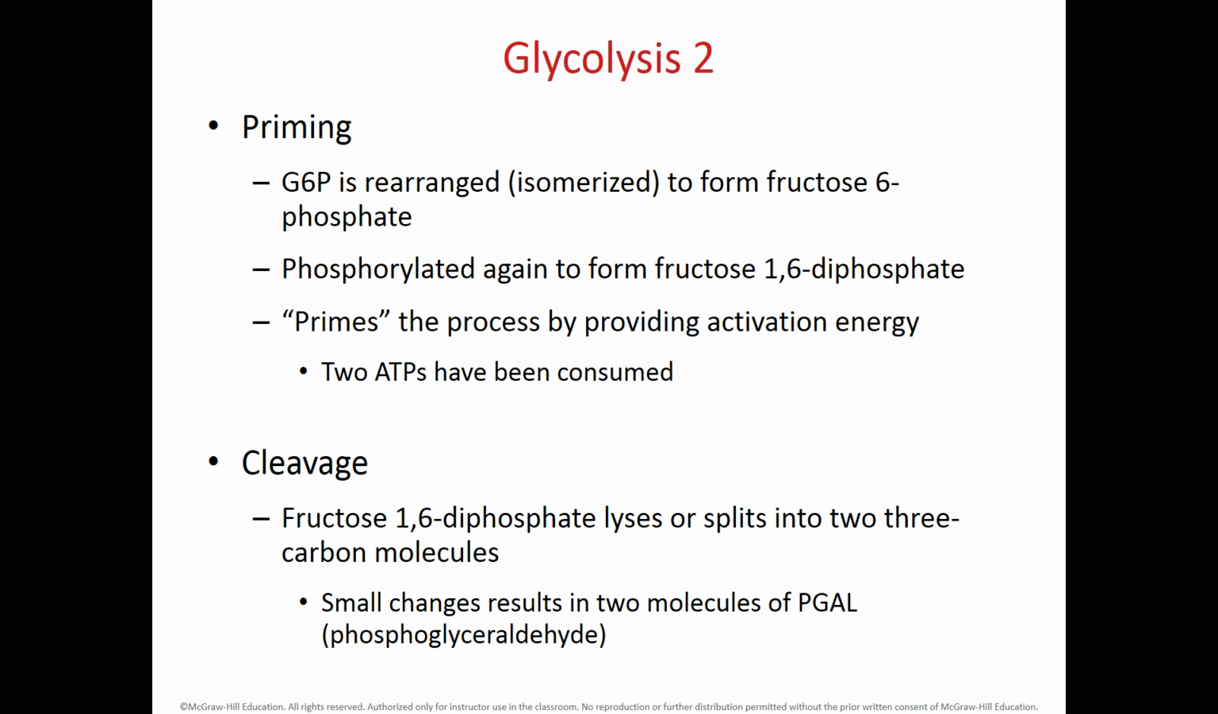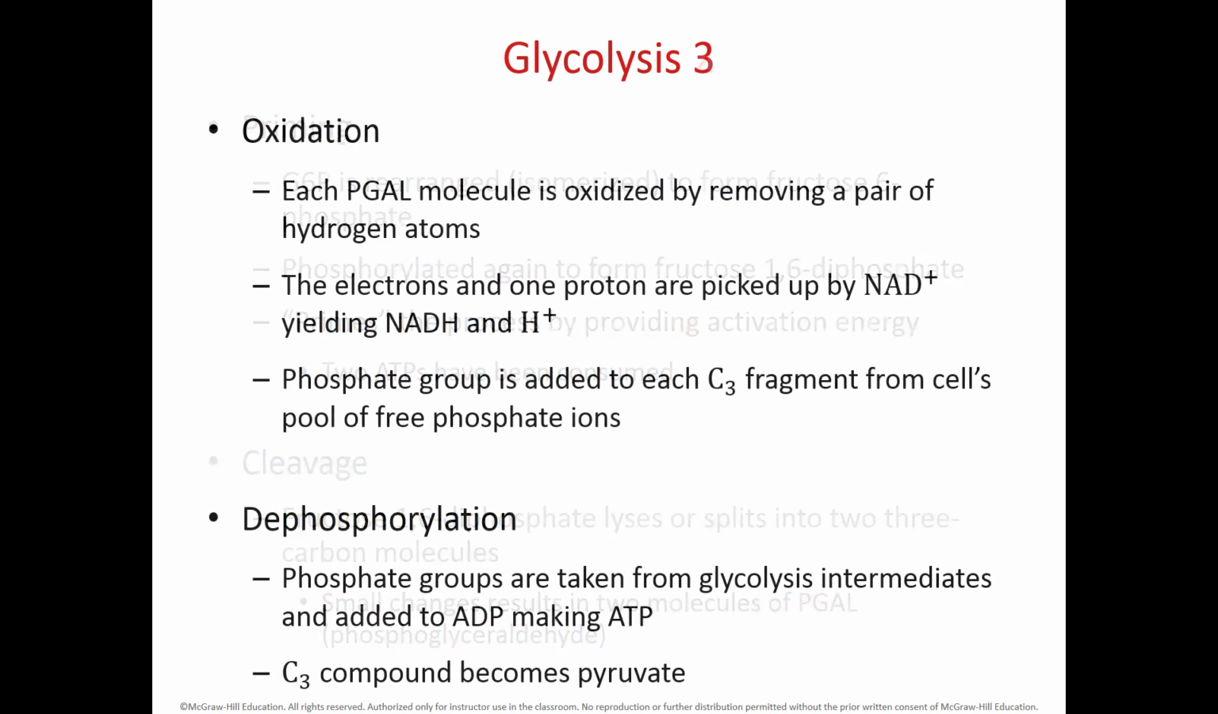Now in cleavage, the third step, you will have this cleavage of fructose 1,6-diphosphate into phosphoglyceraldehyde, which are going to be 3 carbon molecules. And of course, since their name tells you phosphoglyceraldehyde, they are going to have a phosphate group attached to them. And then this phosphoglyceraldehyde is going to be oxidized when you remove these hydrogen ions and put them into NAD, so you can make NADH and hydrogen ions. And then you will have this phosphate group added into this phosphoglyceraldehyde, and then you will dephosphorylate it later so you can start forming pyruvate.